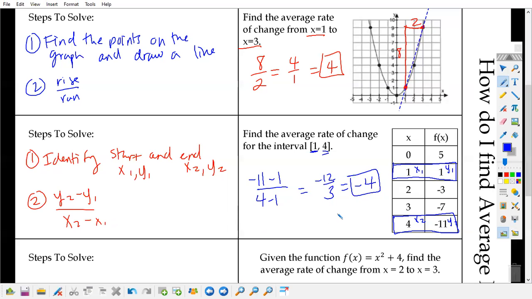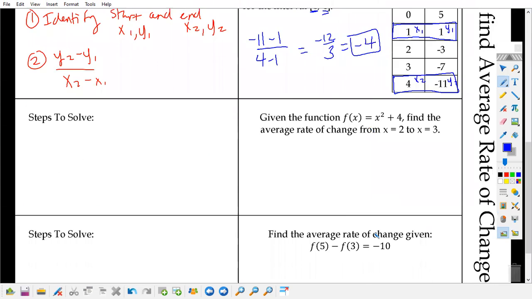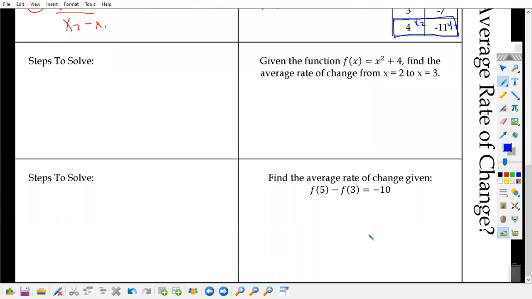How do you feel about it from a table? Good. Again, does this feel like an Algebra 1 review? Okay. If not, it's okay. That's why we're doing it. I'm not assuming you have this knowledge in there.